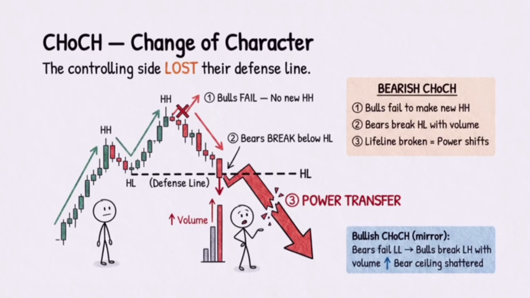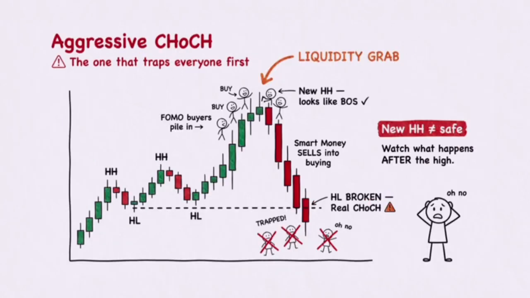Bears fail to make a new lower low. Then bulls break above the most recent lower high with volume. The bear's ceiling is shattered. Now there's also a more aggressive form of CHoCH that catches a lot of traders off guard.